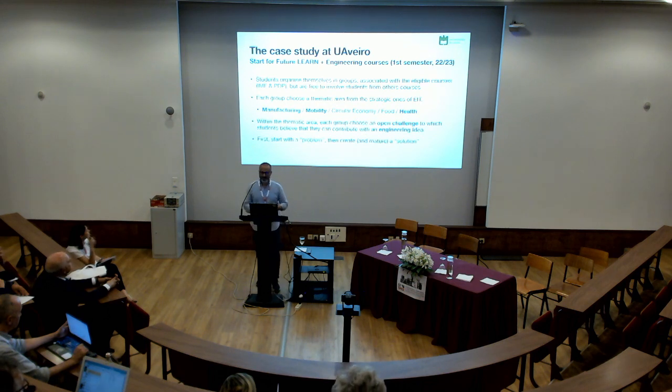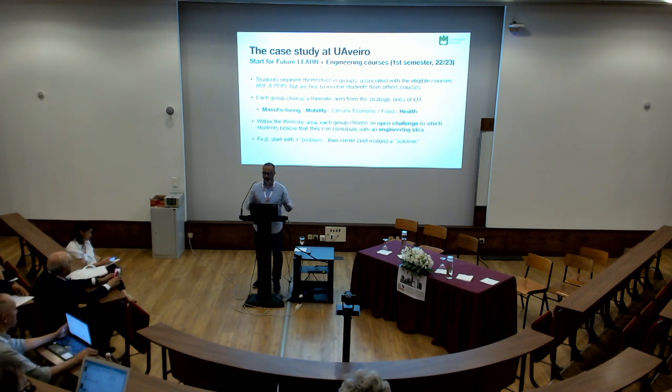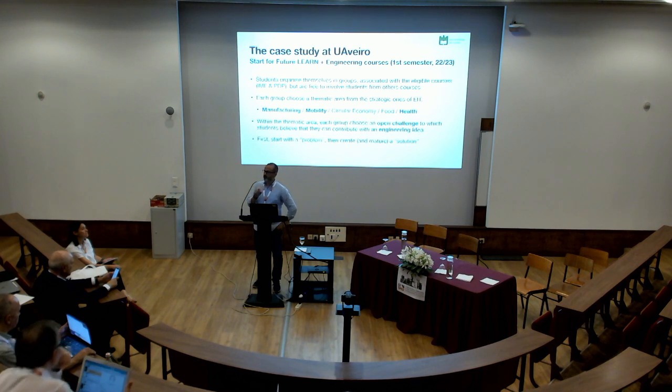So what were the roles of the students? The students, as I said, were organized in groups. Each group must choose one of the thematic areas from the EIT strategic areas: manufacturing, mobility, circular economy, food and health. By the way, the last edition that just finished last month also included the energy area, so not 5 areas but 6. And each group of students would choose the thematic area that they prefer.